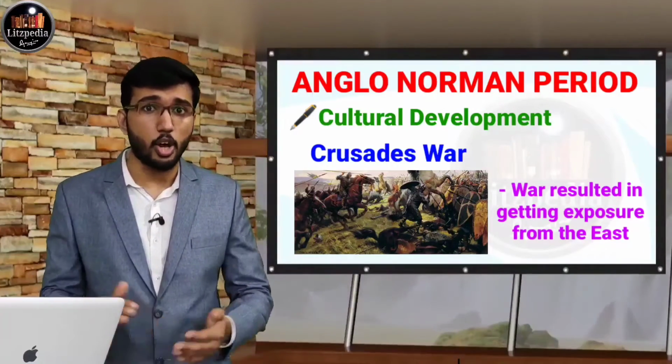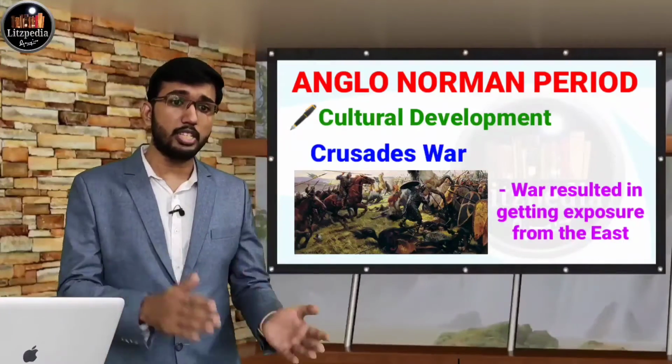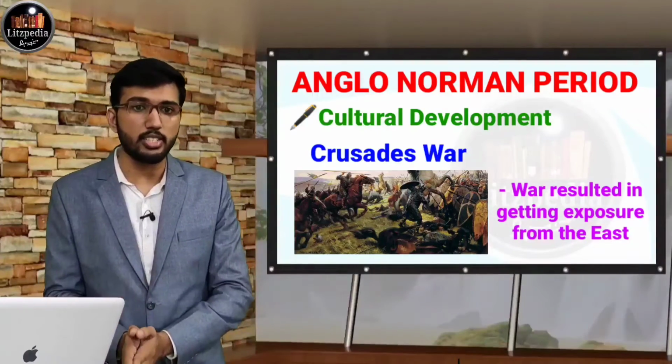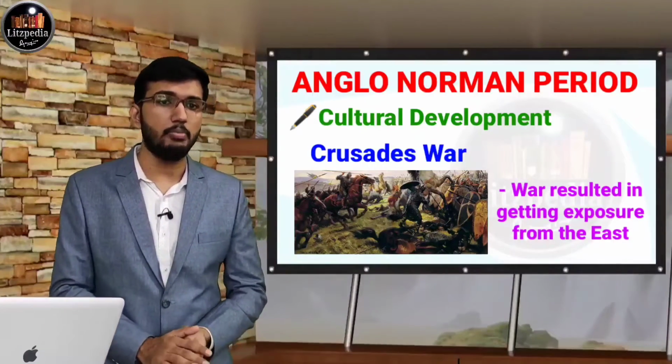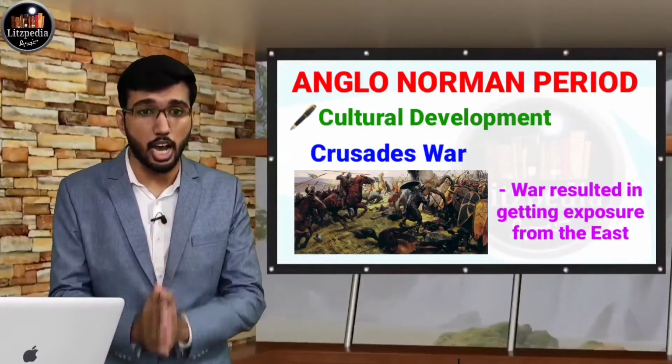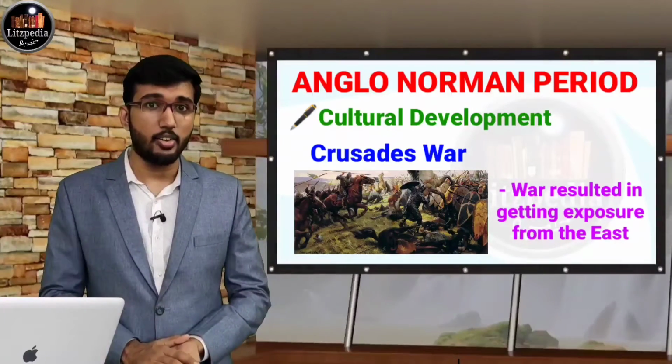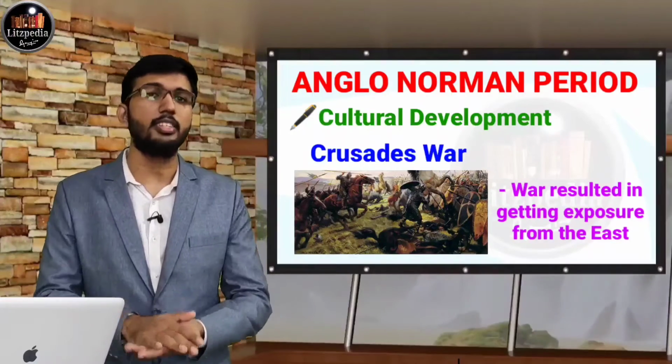Because of this, we can see Cambridge and Oxford, which were the two main colleges, were set up during this time, and London became the educational hub during the Anglo-Norman period. So the main center of knowledge was London during that time.